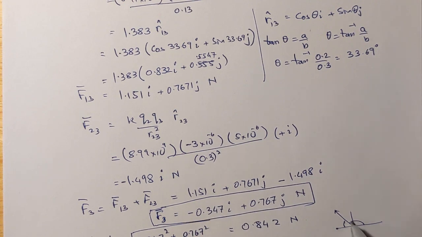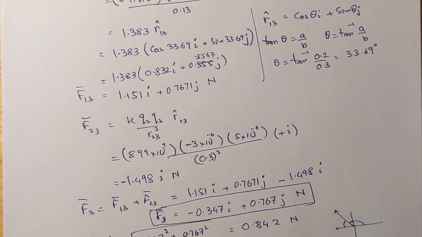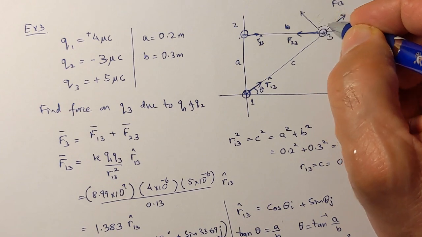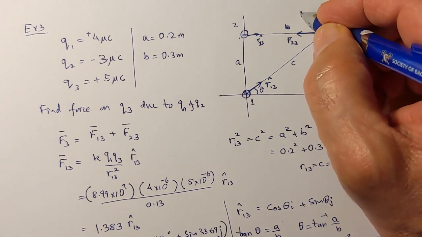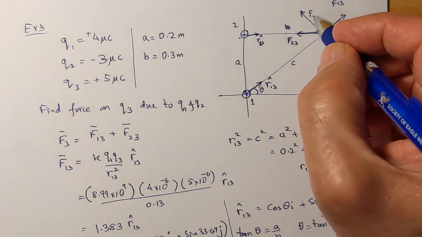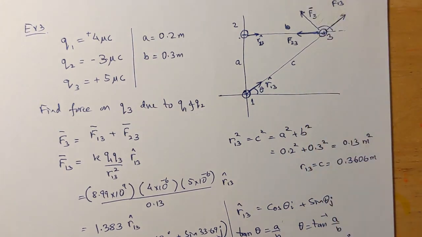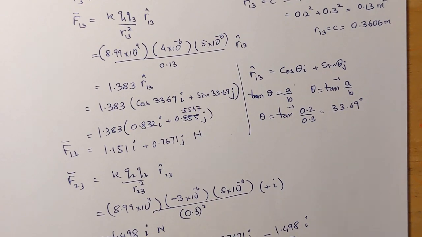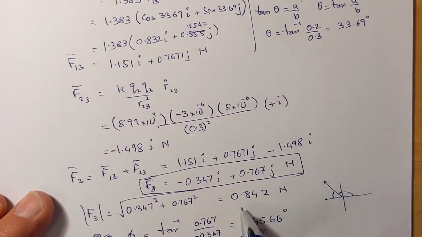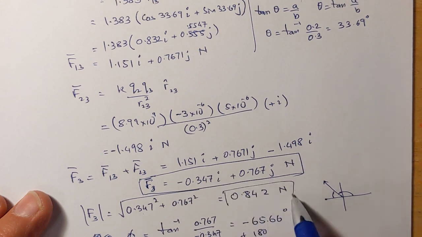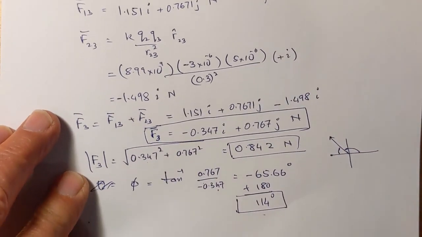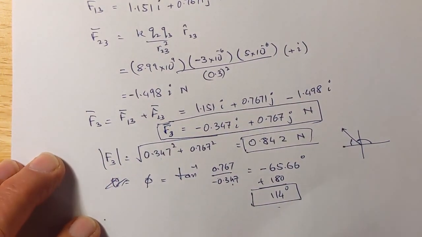So this angle is 114, this angle is 65, and so with this angle at 114 degrees we have a force pointing this way, and that becomes the resultant force F3. So you can write it as a vector like this, or in terms of a magnitude and a direction. Okay, so these are the final results.